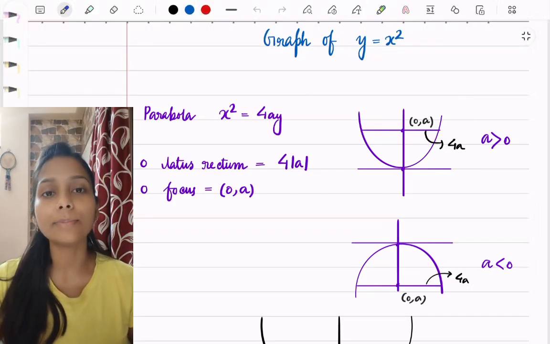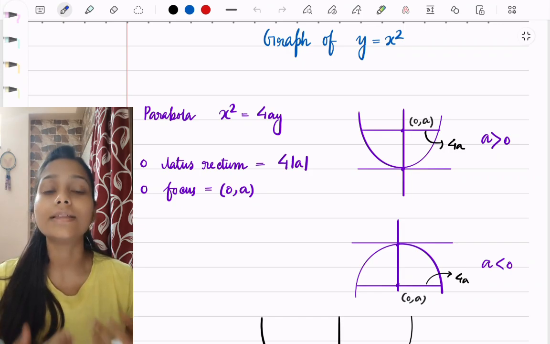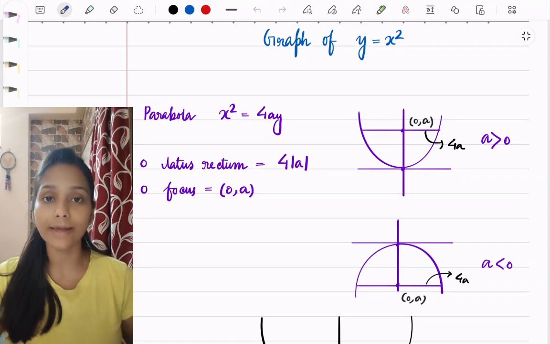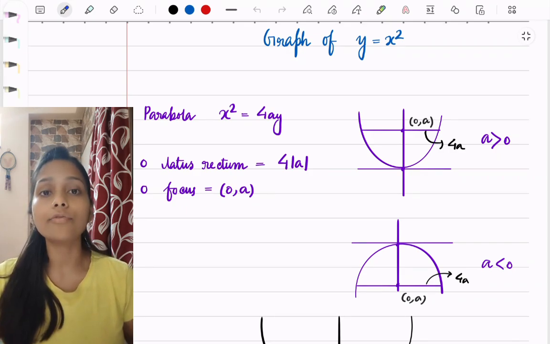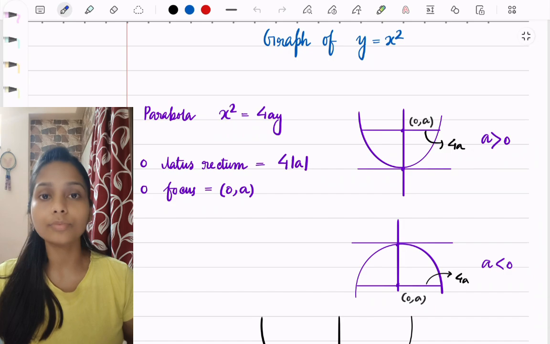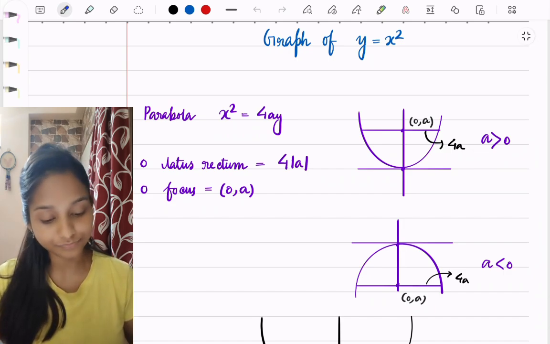In today's video, I'll be discussing the graph of the function y equals x square. In the last video, I discussed the graph of the identity function in detail, which is y equals x. Now, for the graph of the function y equals x square, we need to have knowledge of the parabola, as it is the equation of a parabola, just as the graph of the function y equals x was the equation of a straight line.